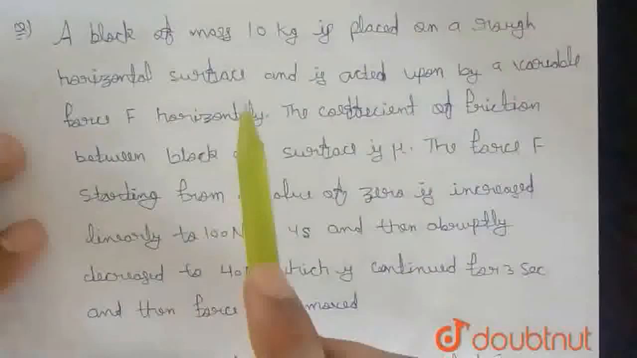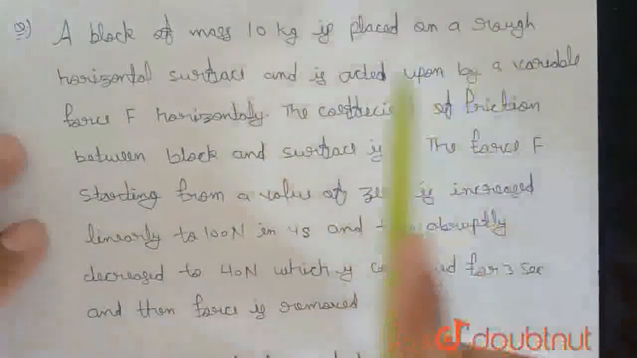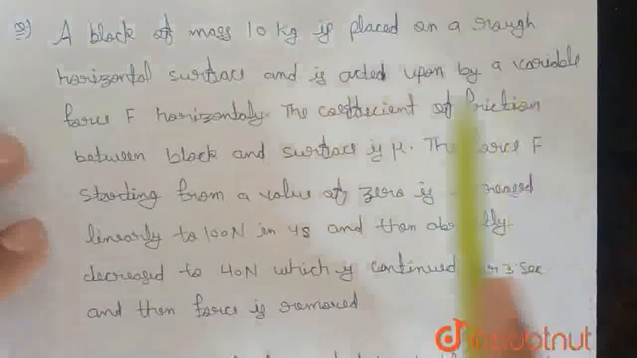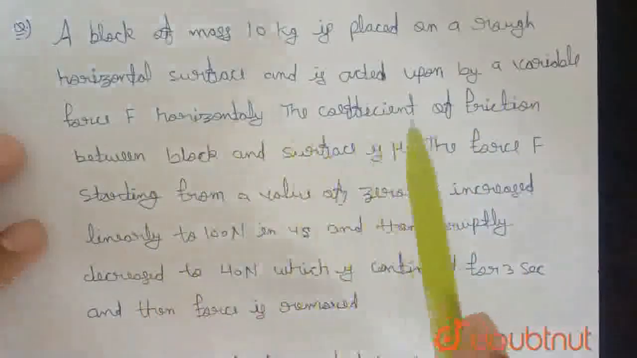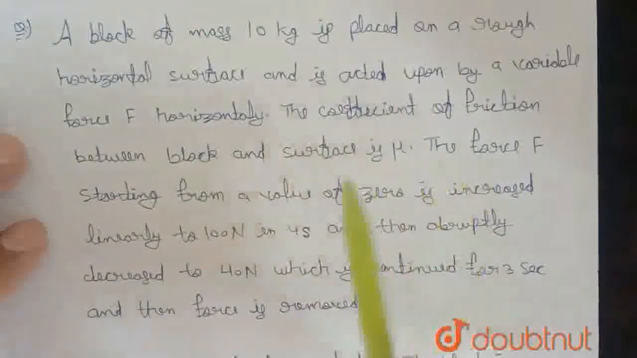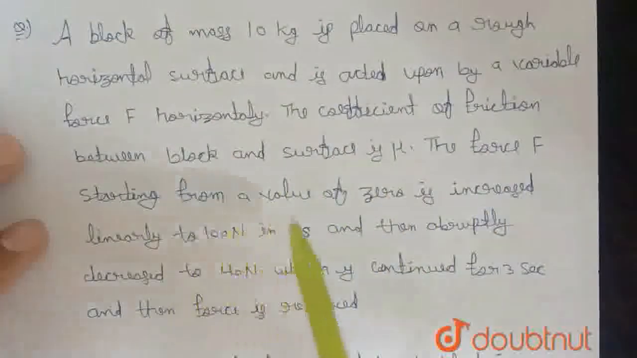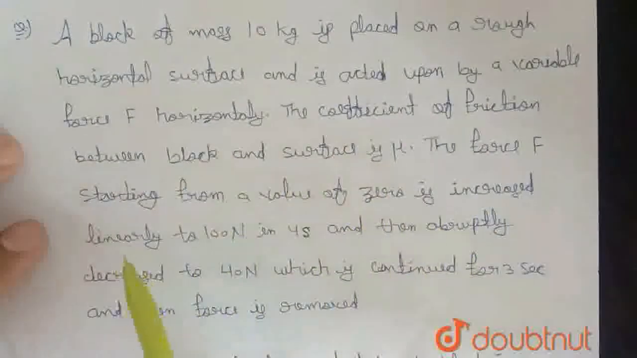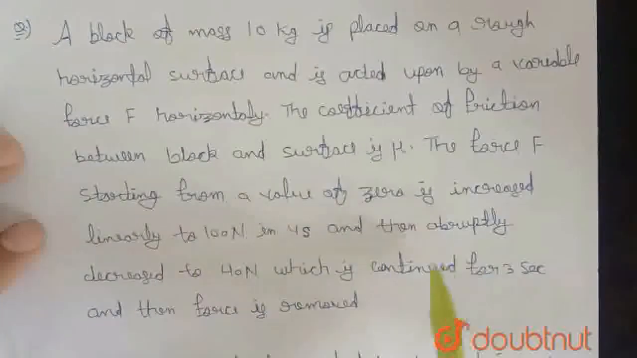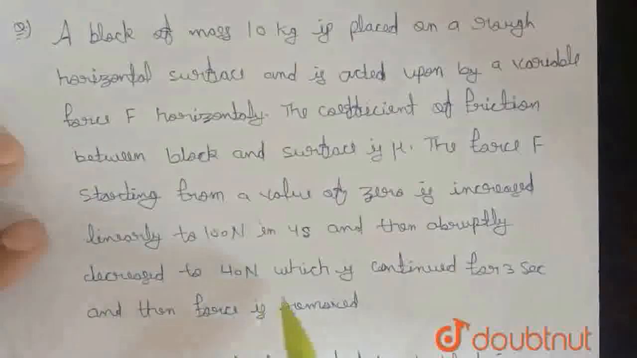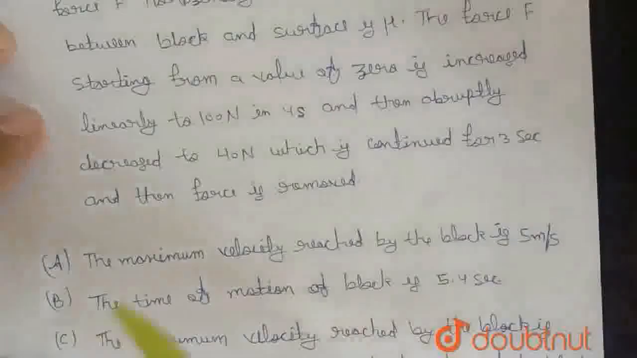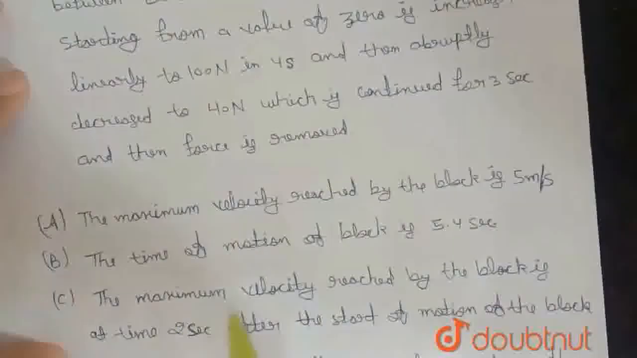Guys, the question is: a block of mass 10 kg is placed on a rough horizontal surface and is acted upon by a variable force F horizontally. The coefficient of friction between block and surface is mu. The force F, starting from a value of 0, is increased linearly to 100 Newton in 4 seconds and then abruptly decreased to 40 Newton, which is continued for 3 seconds and then the force is removed.